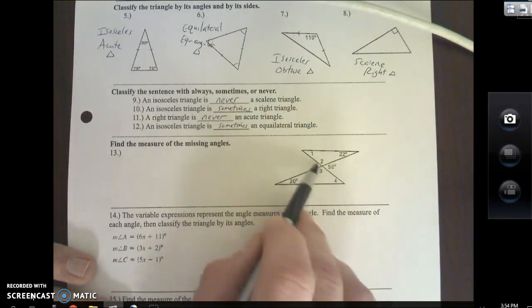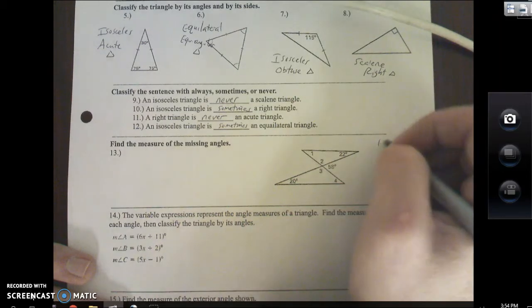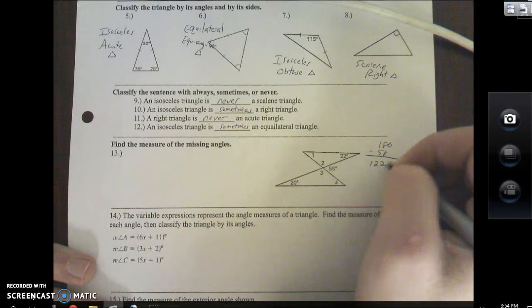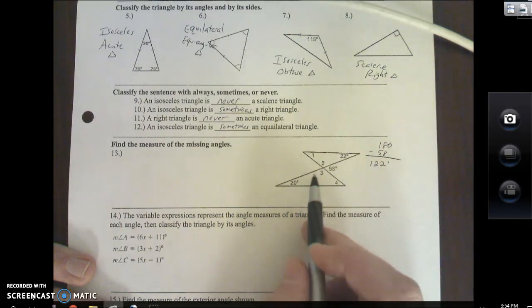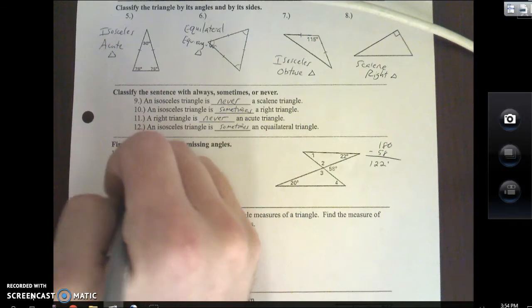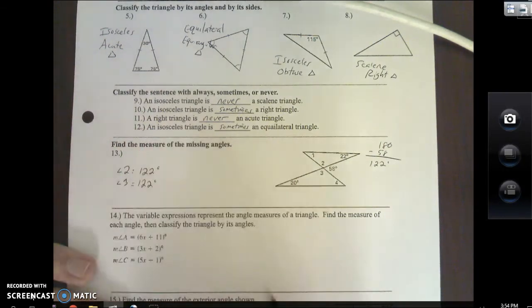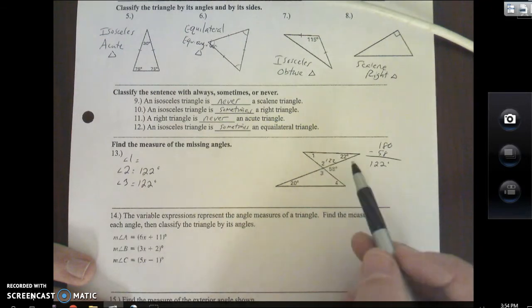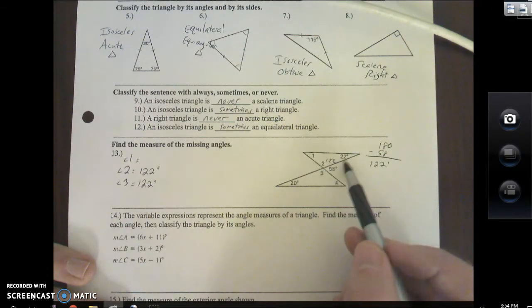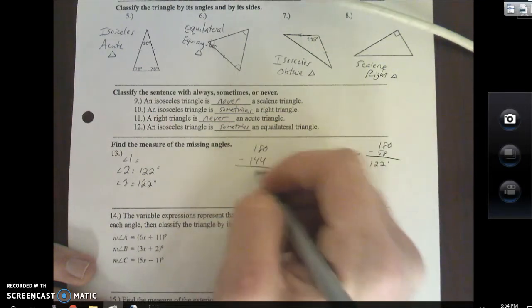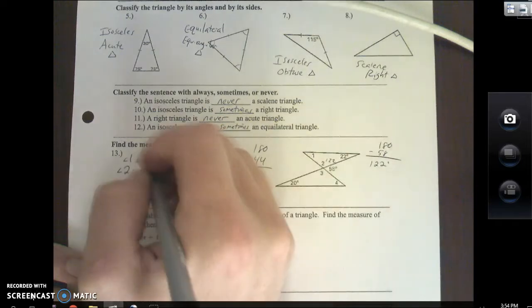Alright, find the missing angles. The big thing here is this: a straight line equals 180. So if I do 180 minus 58, I get 122. That's my angle 2 and 3. So angle 2 is 122 degrees. Angle 3 is 122 degrees. So angle 1 is up here. If this is 122, the three angles of a triangle add up to 180. 122 plus 22 is 144. Subtract that from 180. 36 degrees. There's my angle 1.